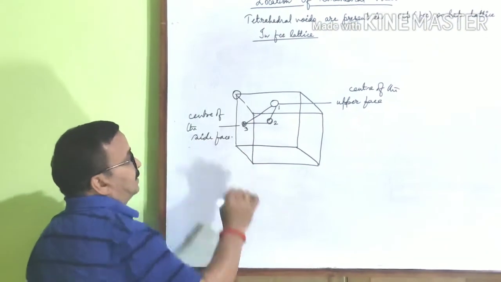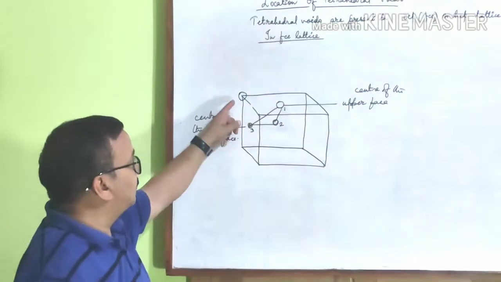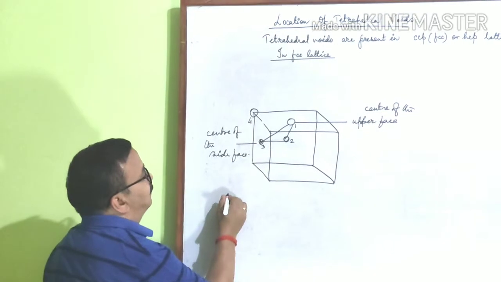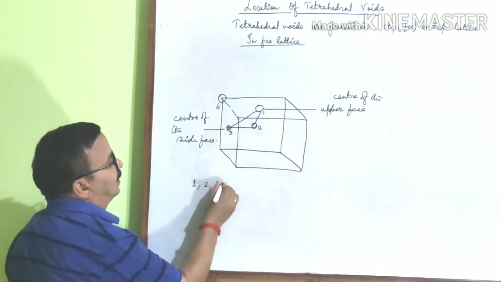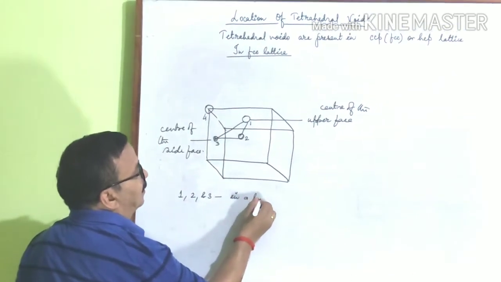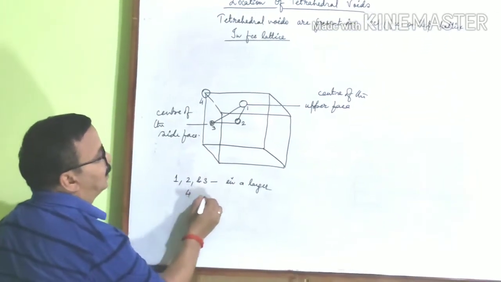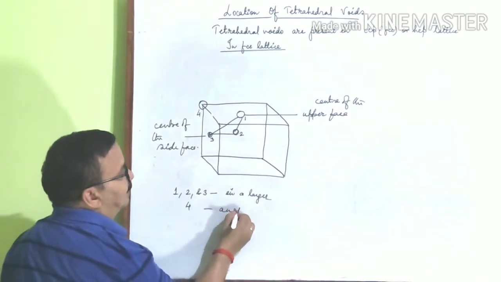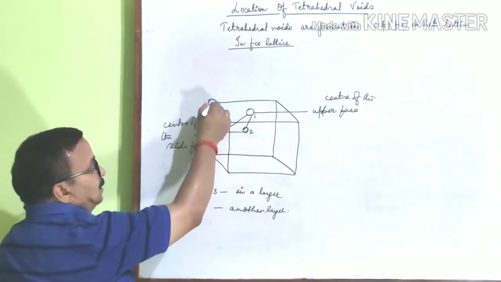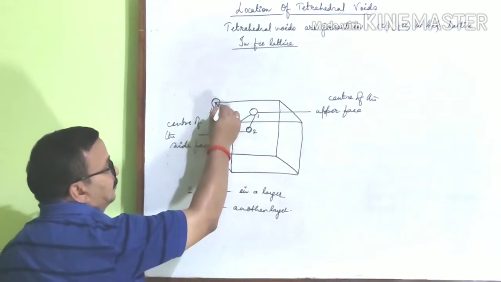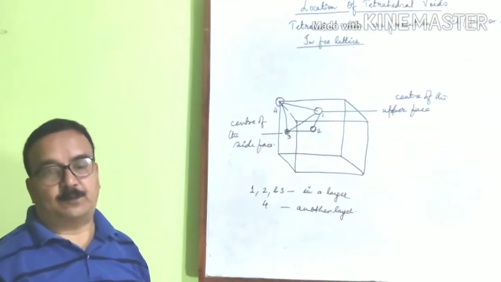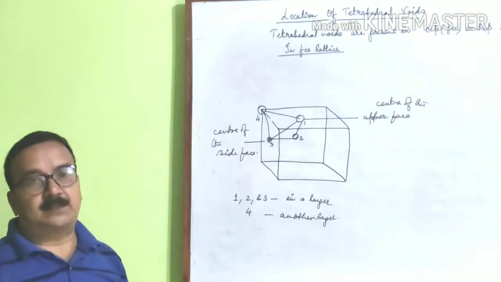One sphere is present at the corner, and this sphere belongs to the second layer. Suppose it is 4. So spheres 1, 2 and 3 are present in one layer, and sphere number 4 is present in another layer. Now if we connect it from here, we find that a tetrahedral structure is formed, and this is the tetrahedral void.